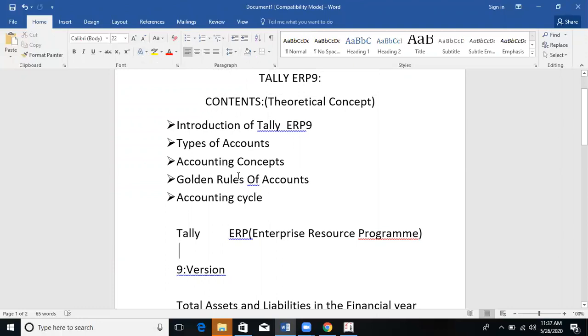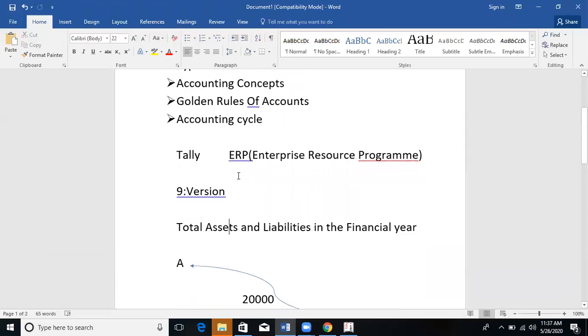The next one, Tally. Before getting into Tally, what is the full form of Tally? It is an abbreviation: total assets and liabilities in the financial year. T stands for total, A stands for assets, L stands for liabilities, and Y stands for year. Financial year. What is an asset? What are liabilities? We'll get into that completely in the topic of the accounting cycle.